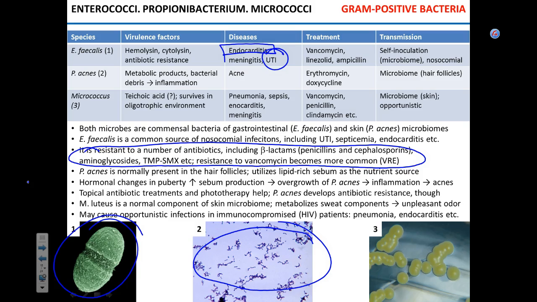And if you think about this, any microbe that is a component of a microbiome, like Staph epidermidis or Propionibacterium acnes, is tolerated by the immune system. But it is tolerated to a certain level.